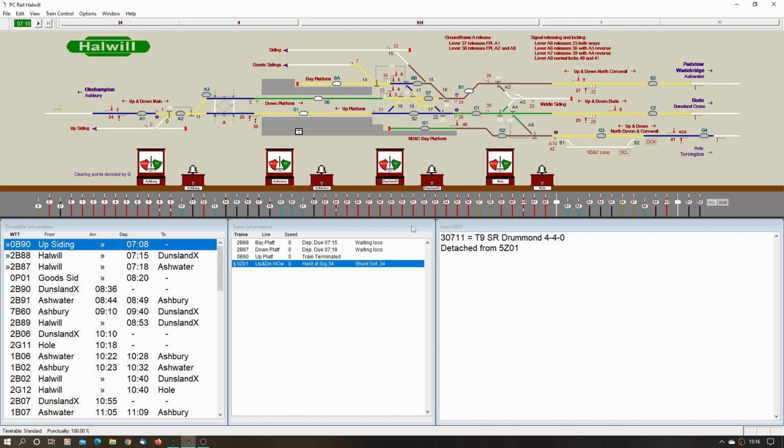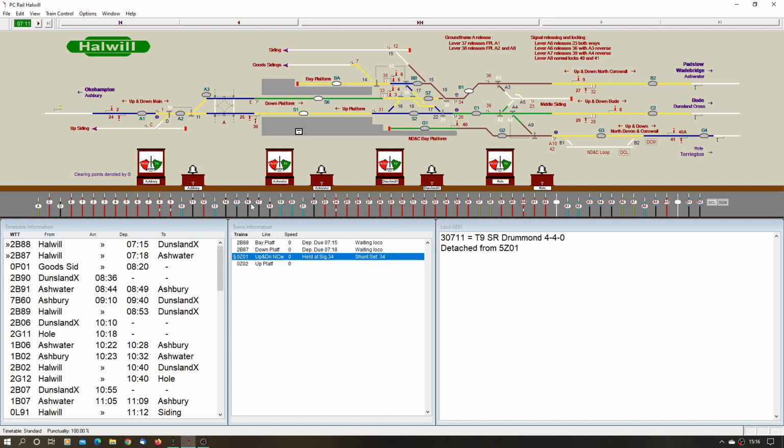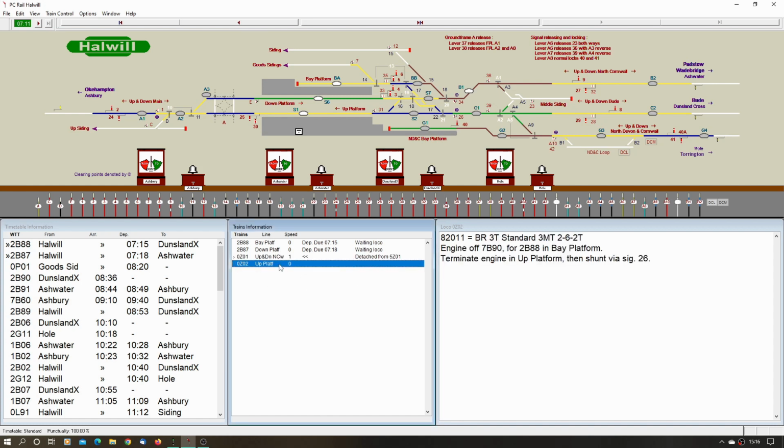Oh, what have I not done right? I need to change 18. Why can't I change 18? Have I got the signals off? No. Oh, what did I do wrong? Right. Lock them with 19 and lock them with 20. Right, and then we get 34. Bring them back on his train.